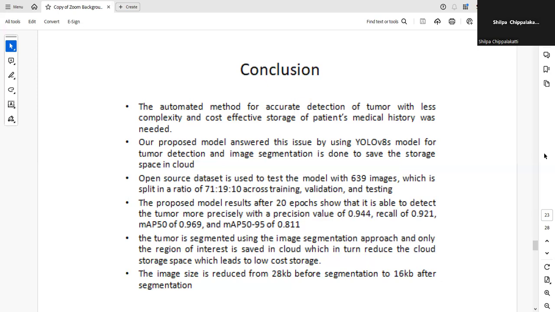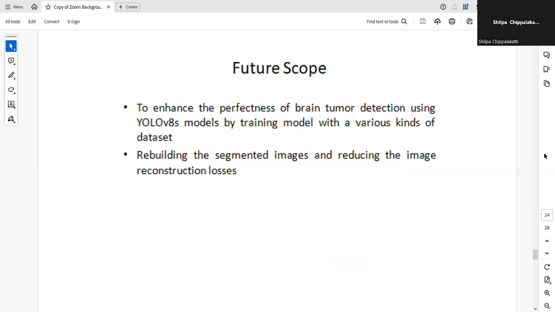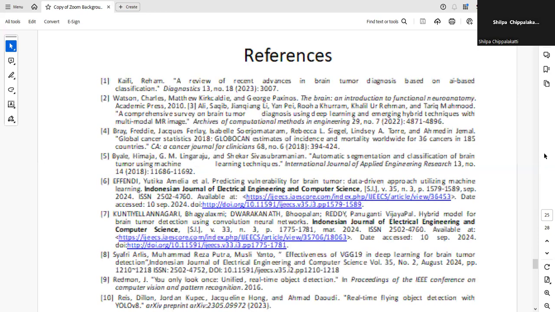The future scope of this research is that you can still enhance the perfectness of brain tumor detection using the YOLO V8S model by training a model with various kinds of data sets, rebuilding of the segmented images and reducing the image reconstruction losses. These are the future scope of this paper.